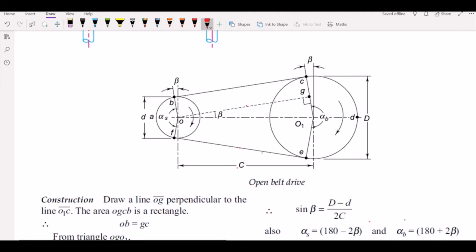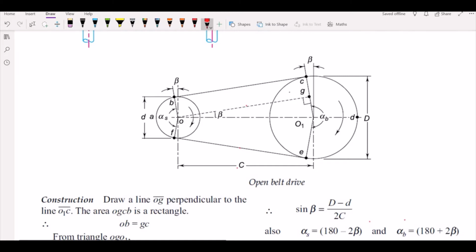So how do you calculate your angle beta? To calculate beta, to this line O1C, just draw a perpendicular line from O to G, meeting the center line at point G. We denote it as OG. Once it has been drawn, as you know, OB is equal to GC.